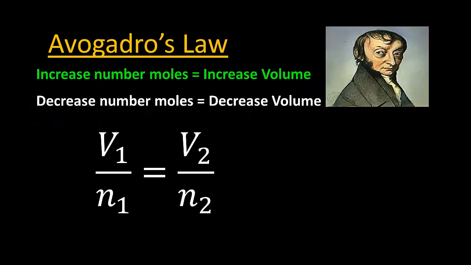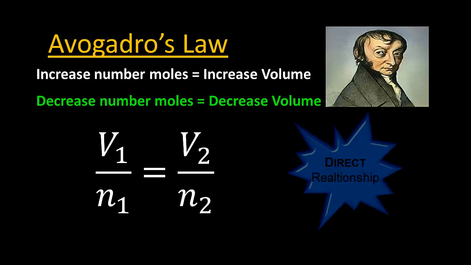Avogadro's Law states that if you increase the amount of a gas, then you will increase its volume. Or if you increase the number of moles of a gas, you'll increase its volume. And vice versa, if you decrease the amount of a gas or the number of moles of a gas, you will decrease the volume.